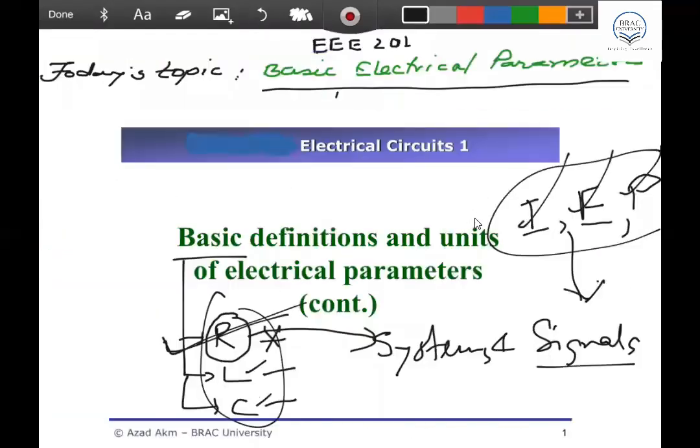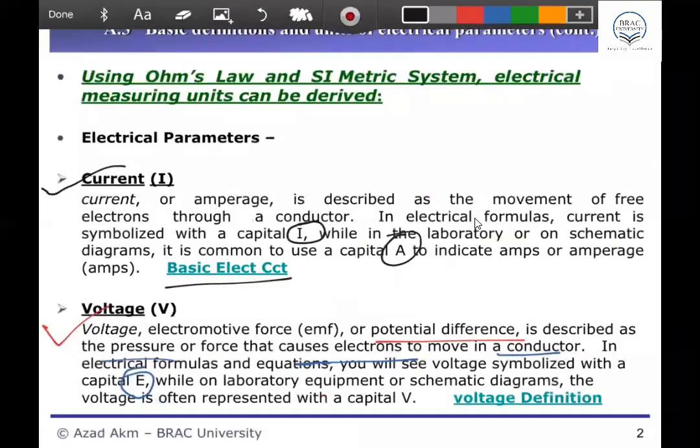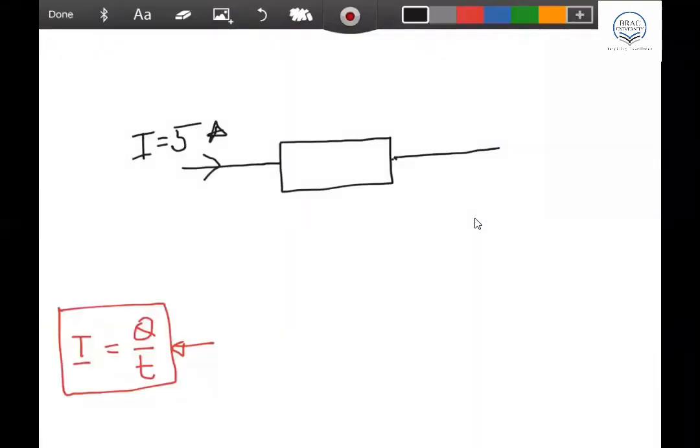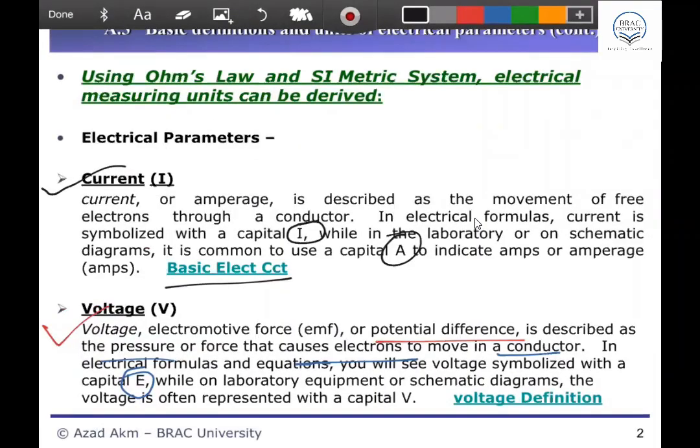Now let's come back. This is what I was talking about, the symbol for the voltage. This is the unit for the voltage.